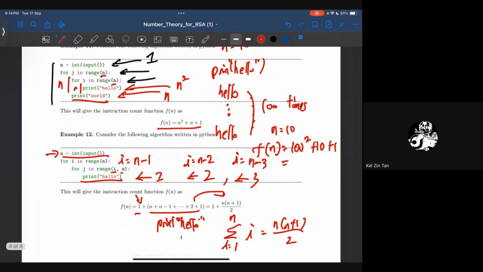Okay, so what we see is that for different functions, if you want to count the number of instructions, we have to do it manually. We don't really have an automated way to do it. And it also depends on a lot of cases.